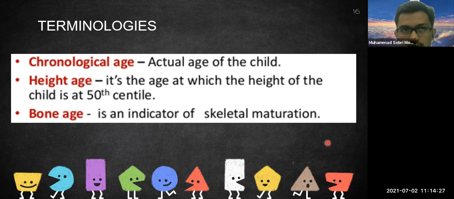So maybe the chronological age of the child is, for example, 8 years old, but the bone age is actually younger than that. So that means that even though the child is currently 8 years old, the bone age is unfortunately immature, or younger than the chronological age.